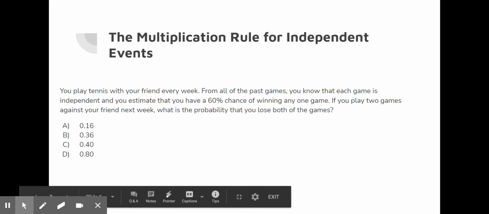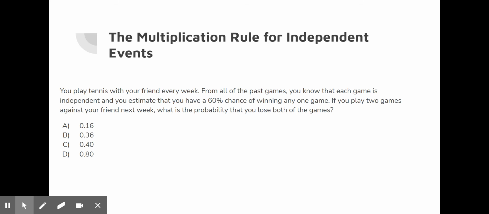So the next one here, you play tennis with your friend every week. From all of the past games, you know that each game is independent, and you estimate that they have you a 60% chance of winning any one game. If you play two games against your friend next week, what is the probability that you lose both games?